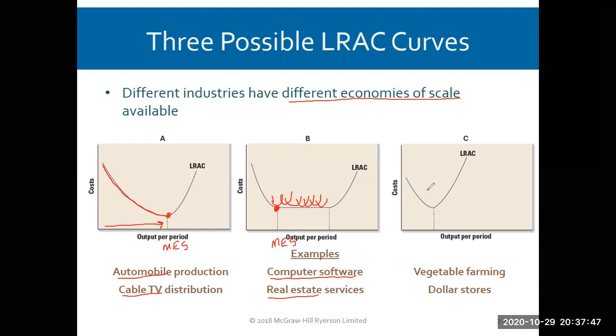And the last example we want to show is that some industries hit their MES really fast. So at a very low level of output, their MES is achieved. And then if you want to expand any further, the costs take off phenomenally and you hit diseconomies of scale real fast, real soon. They give examples like vegetable farming, dollar stores. I like to use an example like a 7-Eleven corner grocery store. They get to be a certain size. You don't see them much bigger. They've hit their minimum efficient scale.